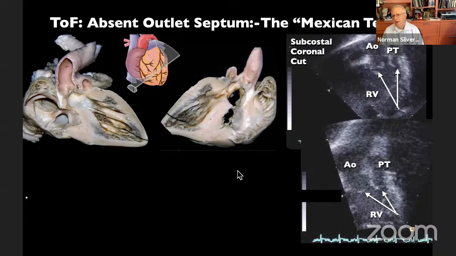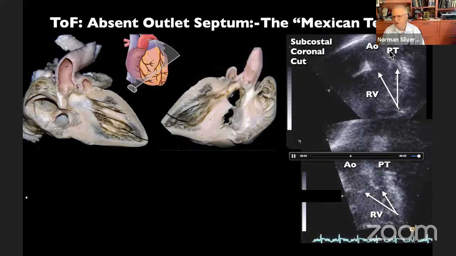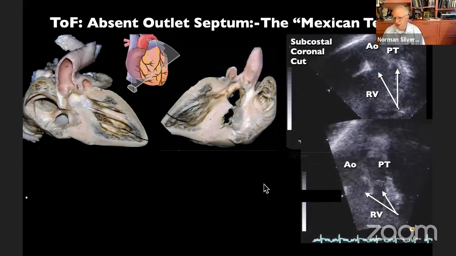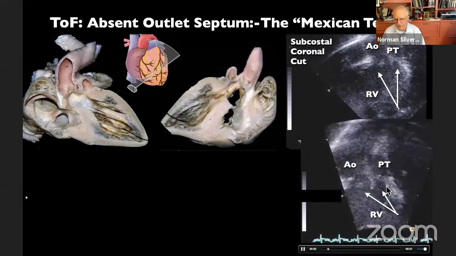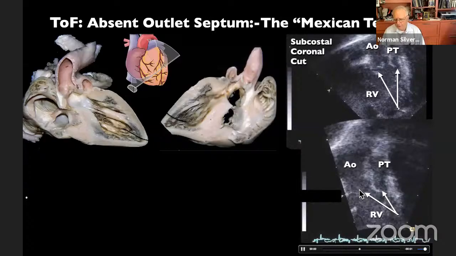Eldar Castaneda called this the Mexican Tet variety, as he operated on 3 children from Mexico in one day, all without an infundibular septum. And the importance of this lesion is the fibrous continuity, which I think you can see here. I've added a little color flow to show that the pulmonary valve leaflets are still abnormal in this condition.